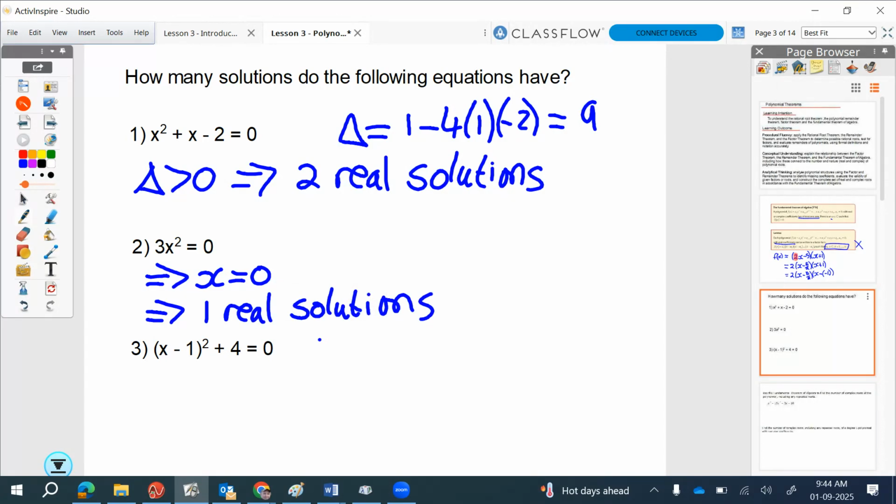Likewise for this third one, we don't have to expand it and put it into the discriminant. We just rearrange this one to here. And we see that this is going to be -4. You can't find the square root of a negative number. This means there's no real solutions.